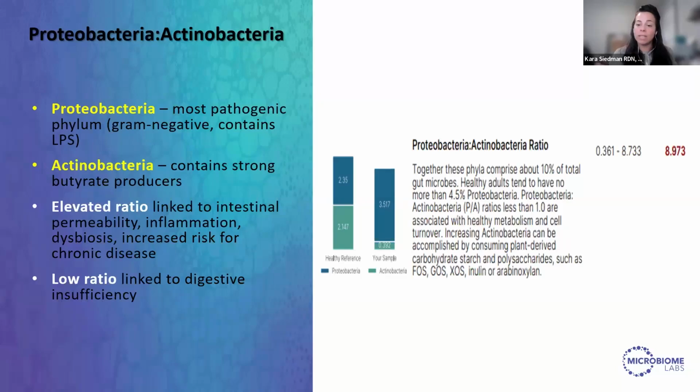So if your proteobacteria is elevated and actinobacteria is low, this also gives us the ability to focus on who we are actually feeding. So how can we modify the diet to make sure we're feeding more of the microbes that we know produce short chain fatty acids, to help get a little bit more function out of those microbes.